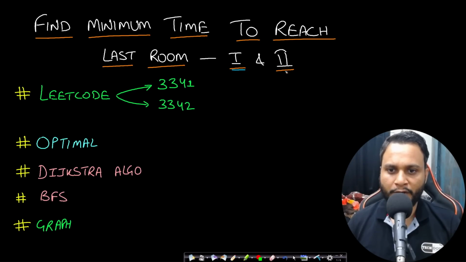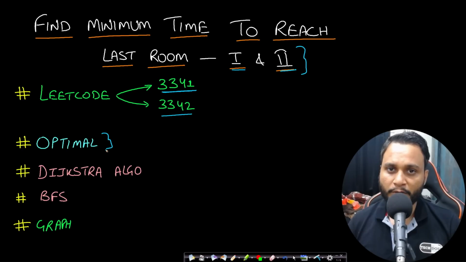Find Minimum Time to Reach Last Room 1 and 2 problem. We will be seeing both the problems in the exact same video because they are almost the same question. These are from Leetcode number 3341 and 3342. We will be looking at the optimal solutions. The prerequisite before seeing this solution is to watch my video on Dijkstra algorithm, and this is entirely from the topic of graph. Let's now read the problem statement.